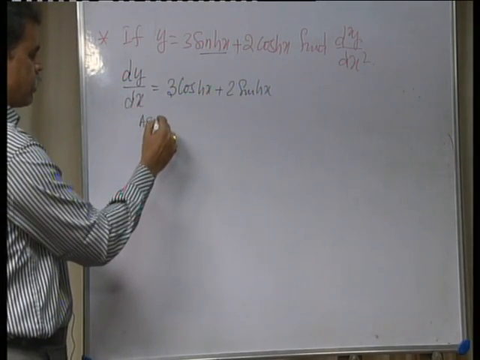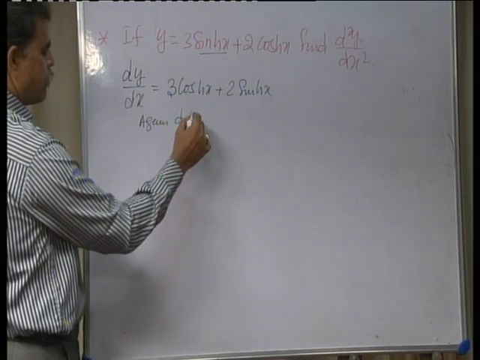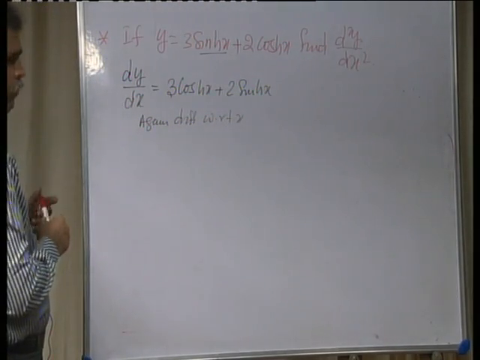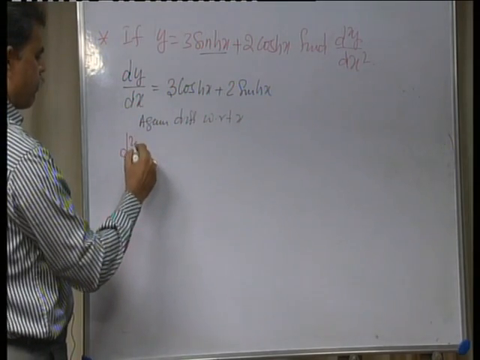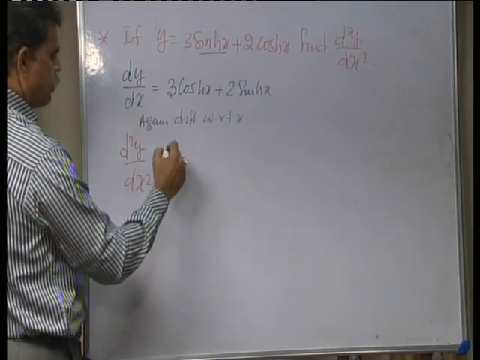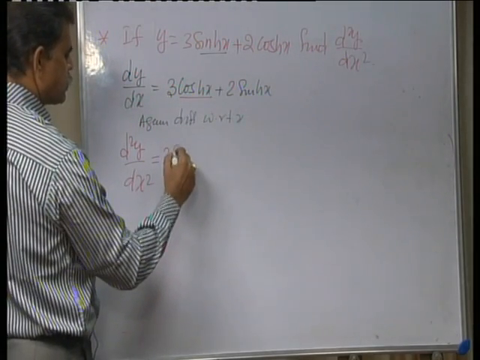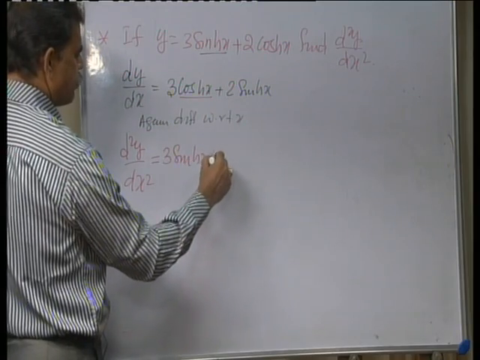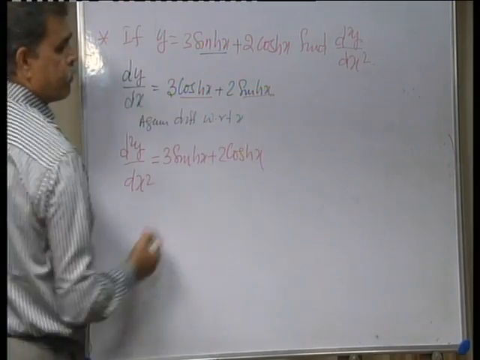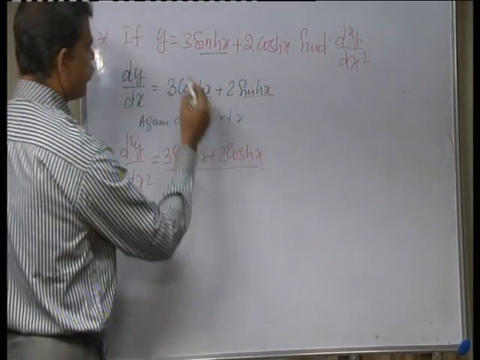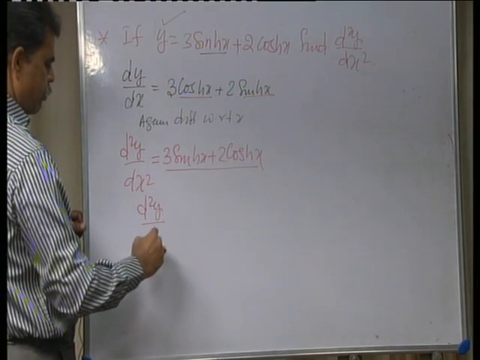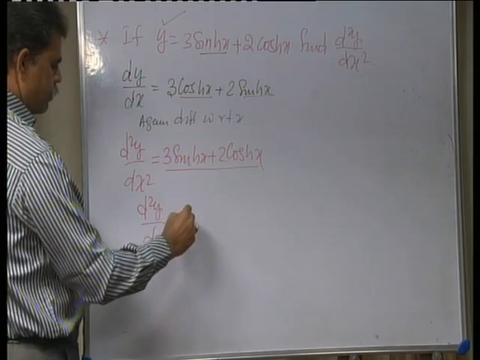Again differentiate with respect to x. What will we get? We get d square y divided by dx square, that is equal to 3 into differentiation of cosh x, which is sinh x, plus 2 into differentiation of sinh x, which is cosh x. Again this is the same as y. Therefore, d square y divided by dx square is equal to y.